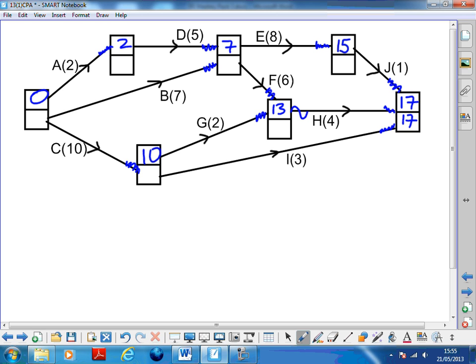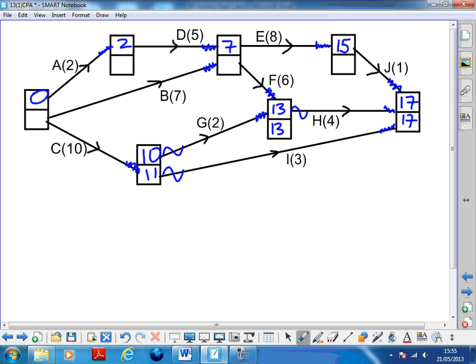This event's got one thing coming out of it, so that's easy. 17 minus 4 is 13. This event down here has got two things coming out of it. 13 minus 2 is 11, 17 minus 3 is 14. I want the smallest, which is 11.